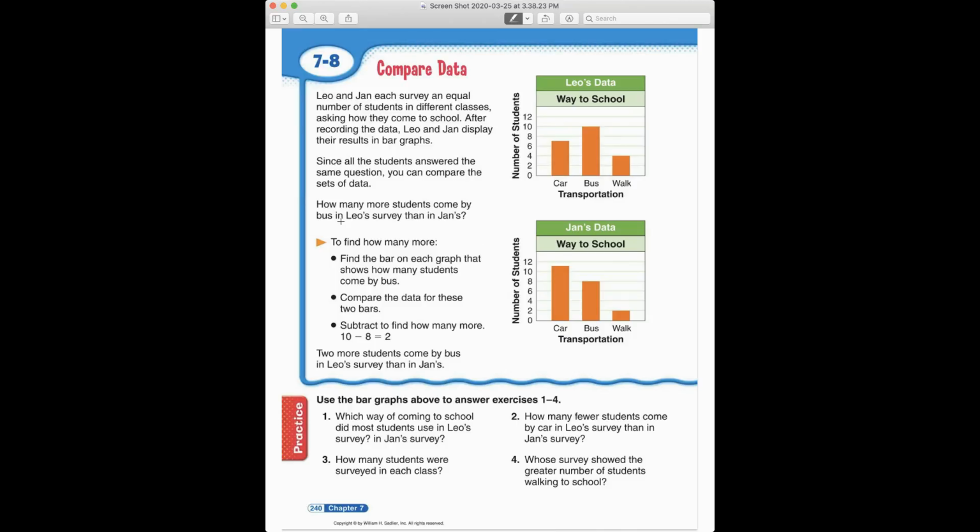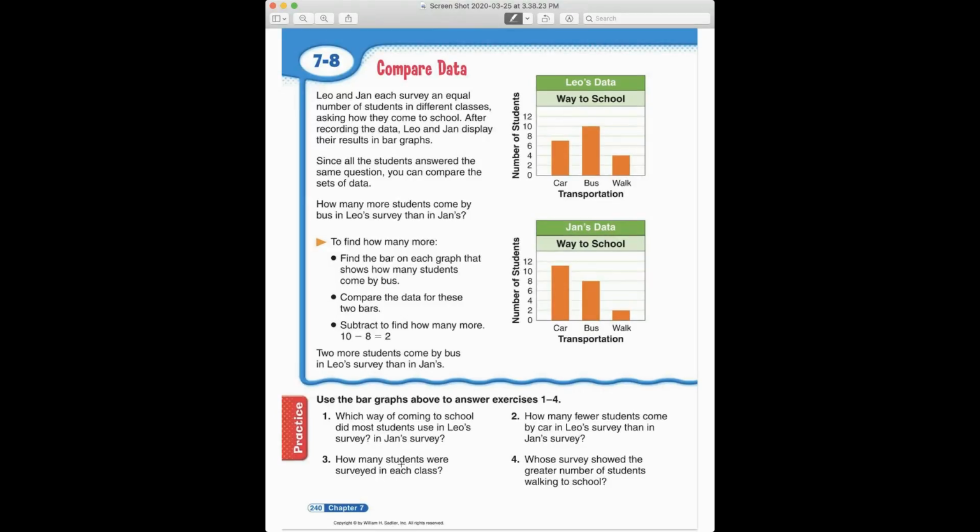So how many more students come by bus in Leo's survey as compared to Jan's? So we're going to look at the bus in Leo's and we're going to look at the bus in Jan's survey results. So we're going to find that bar in each graph that shows how many students come by bus. So in Leo's survey, we go across, we see 10 students come by bus to school, and in Jan's survey, 8 students. So we're going to compare these two numbers, and we're going to have 10 minus 8 equals 2. So 2 more students come by bus in Leo's survey than in Jan's survey.